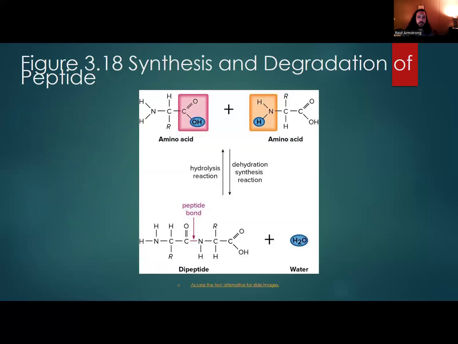So there's an example of the synthesis and degradation of a peptide. You have the OH and the H, so those go together. You get a water that exits, and that creates the peptide bond through the dehydration reaction. You can also do the opposite and do a hydrolysis reaction where you add water to it, break down a dipeptide, and you get your two amino acids that now have the water broken down and attached to each side of it.